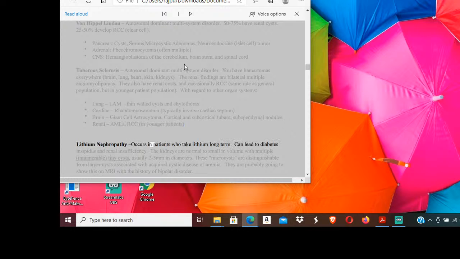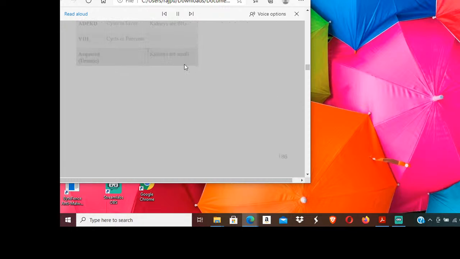Lithium nephropathy occurs in patients who take lithium long-term. It can lead to diabetes insipidus and renal insufficiency. The kidneys are normal to small in volume with multiple, innumerable, tiny cysts, usually 2 to 5 millimeters in diameter. These microcysts are distinguishable from larger cysts associated with acquired cystic disease of uremia. They are probably going to show this on MRI with a history of bipolar disorder. ADPKD: cysts in liver. VHL: cysts in pancreas. Kidneys are big. Acquired cystic disease: kidneys are small.